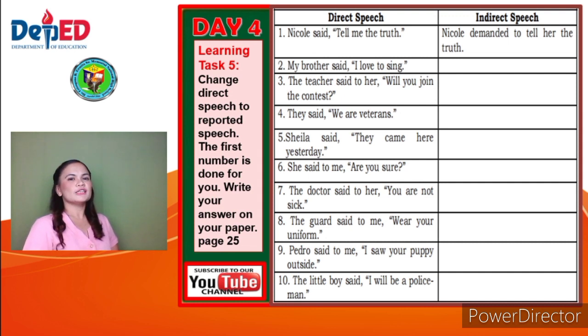Day 4, learning task 5. Change direct speech to reported speech. The first number is done for you. Write your answer on your paper. So we have direct speech number 1. Nicole said, "Tell me the truth." So in reported speech, Nicole demanded to tell her the truth. You're just going to write your answer on a sheet of paper.